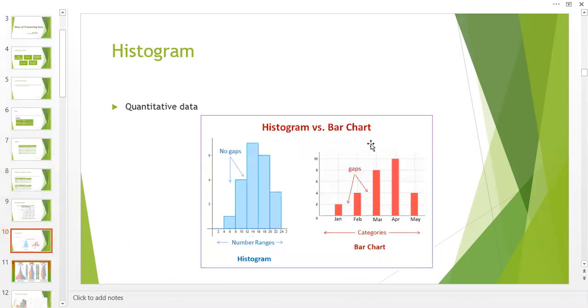Coming to histogram. Tables can be used for both qualitative and quantitative data, but histograms can be used for quantitative data only. A histogram is a graph where there are bars and there are no gaps between these bars. On the x-axis, the class intervals of quantitative data are used, and on the y-axis we have the frequencies of that distribution. In contrast, bar charts have gaps in between the categories.